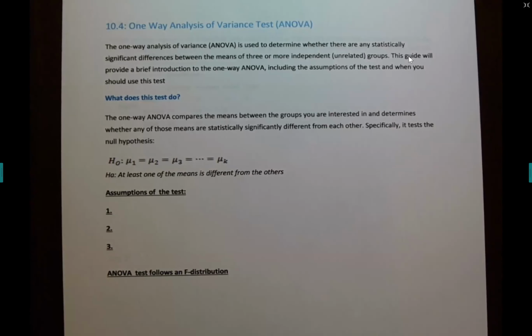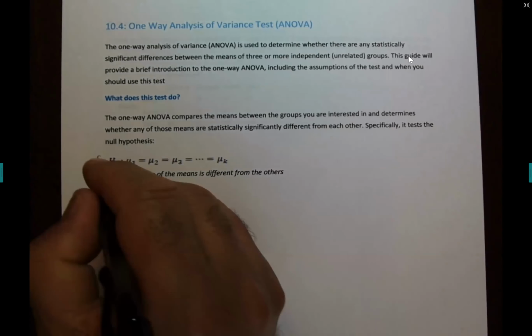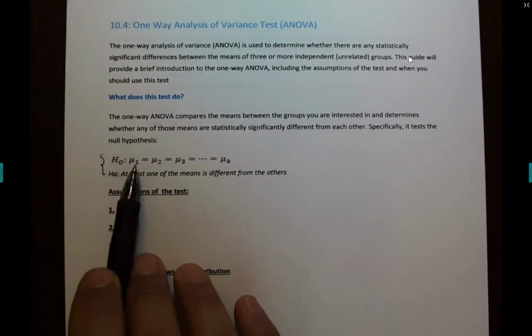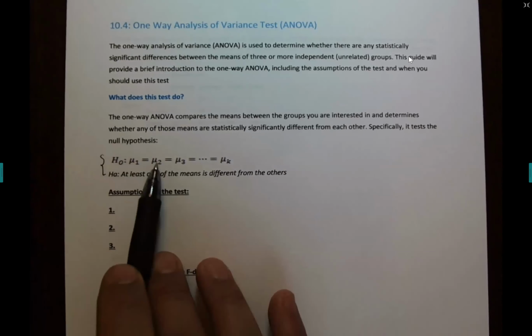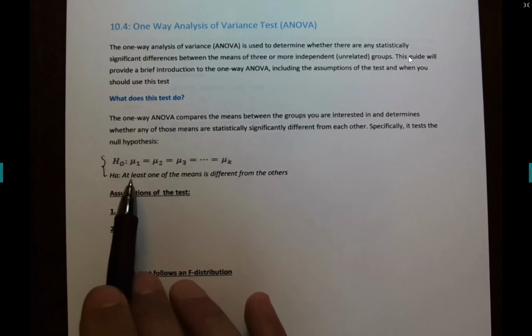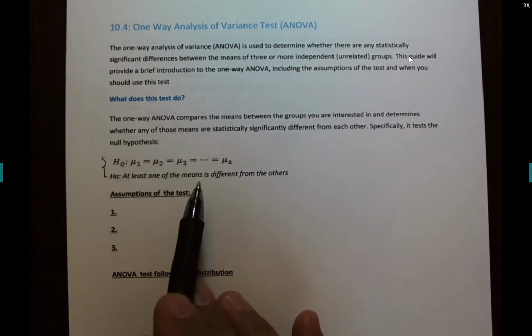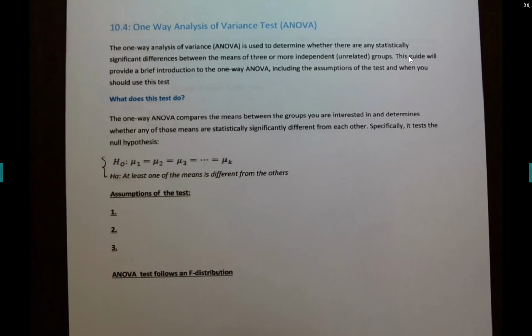There is one statement, guys, a generic statement. It doesn't change from one problem to another. This is it. Your null hypothesis will always be mu1 equals mu2 equals mu3 equals mu4, however many means you have. And then HA, please try to remember this: at least one of the means is different from the others. That is the statement that you should put in any ANOVA test.